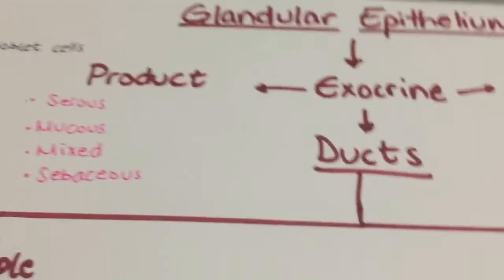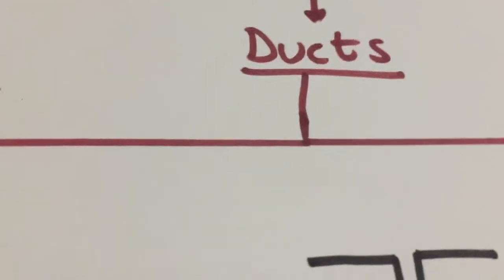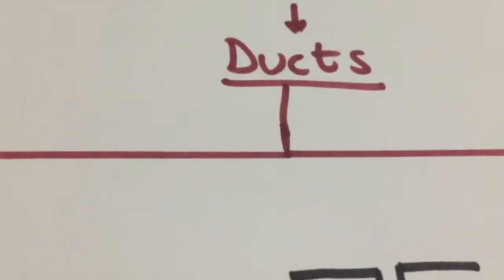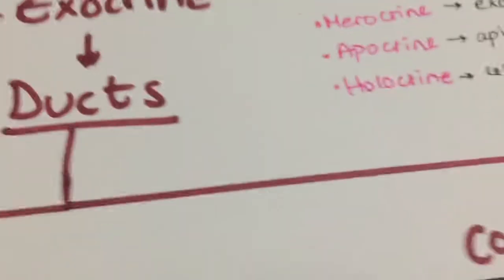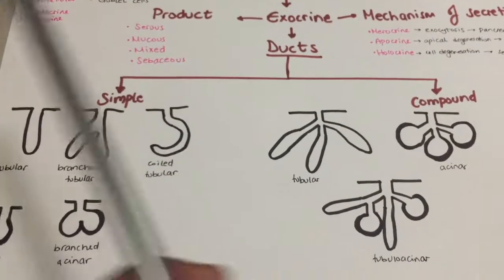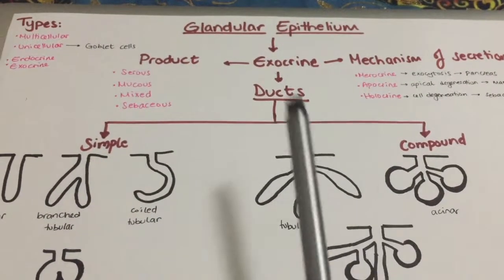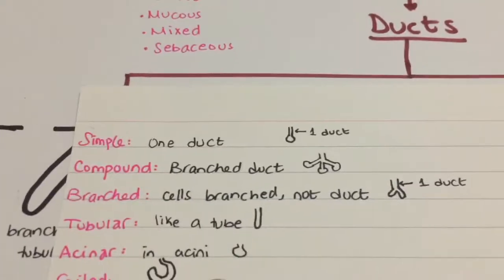Then we're going to be talking about the more important classification, which is the classification based on their types of ducts. When it comes to types of ducts, we're going to divide it again by number into simple and compound. Simple have only one duct. Compound have more than one duct, or the duct branches into other ducts.